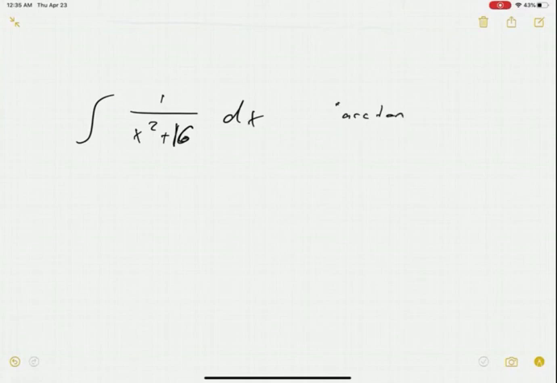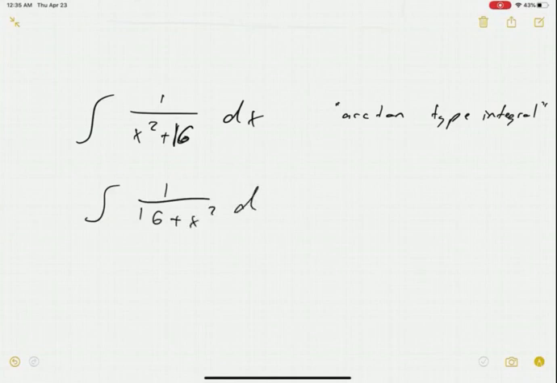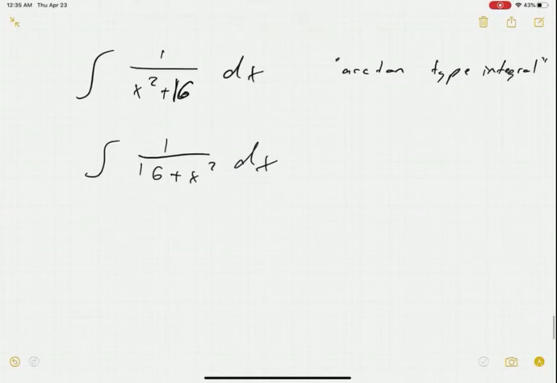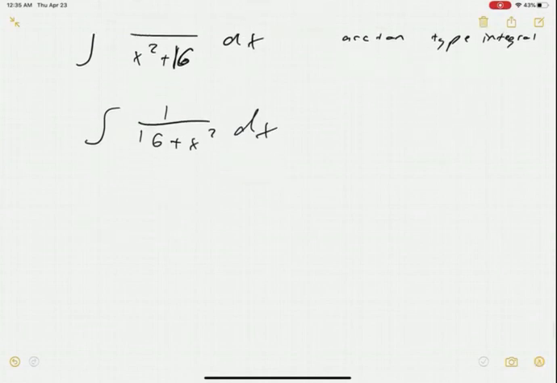This is an arctan type integral, meaning when we integrate this, it's going to give us some sort of arctan. So this is looking a lot like, let's just rearrange it a bit, 1/16 plus x squared. Well, if I had 1/1 plus x squared, that'd be arctan. So can I get this to match that form?